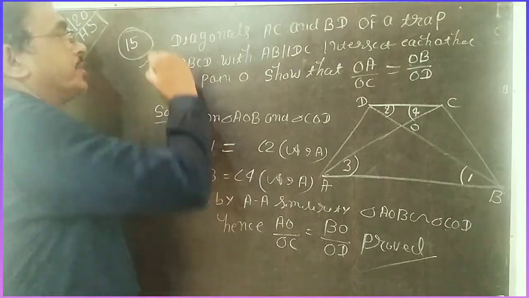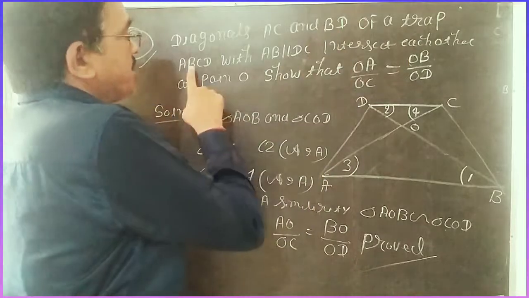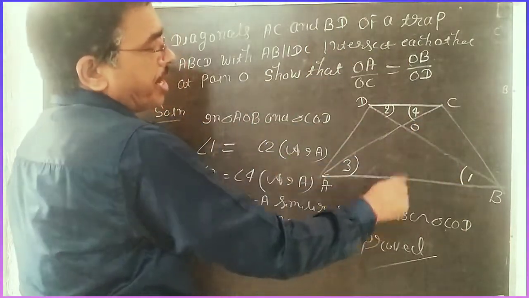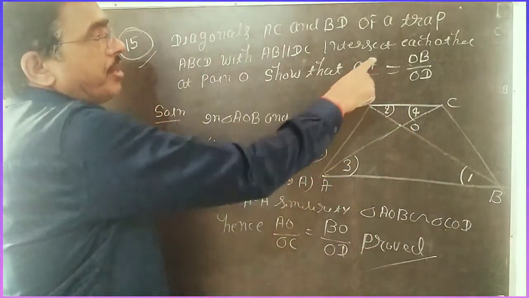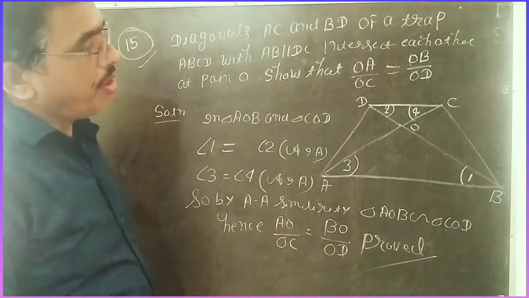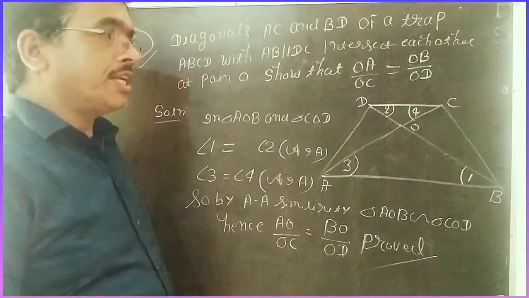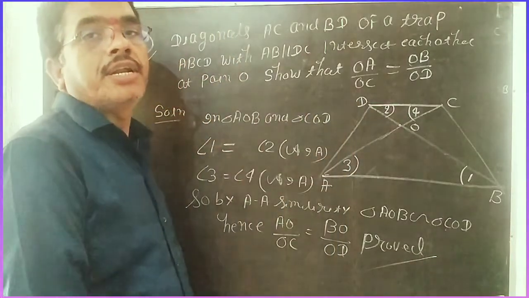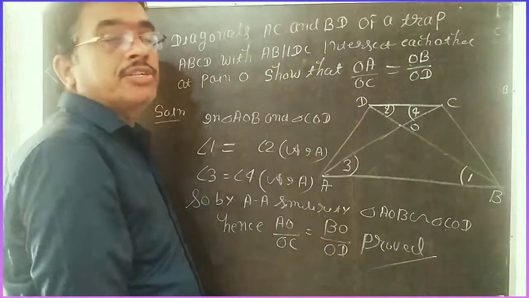Now question number 15. The diagonals AC and BD of a trapezium ABCD, with AB parallel to DC, intersect at O. Then prove that OA by OC is equal to OB by OD. Dear student, I also solved this question using Thales theorem, and drew the parallel lines there. But in this question a condition is given that you solve it by similarity. So I use the similarity theorem here.